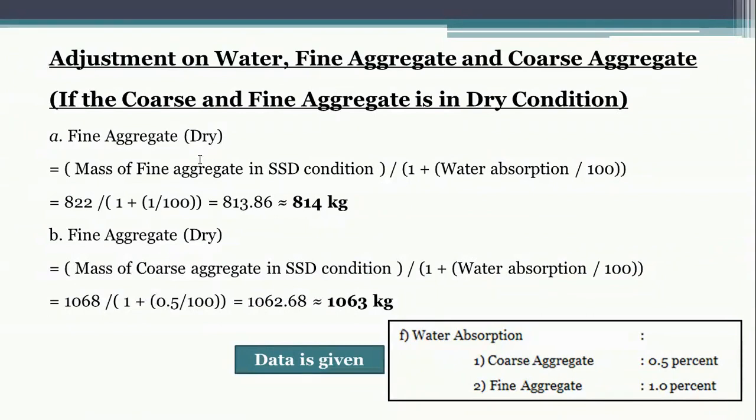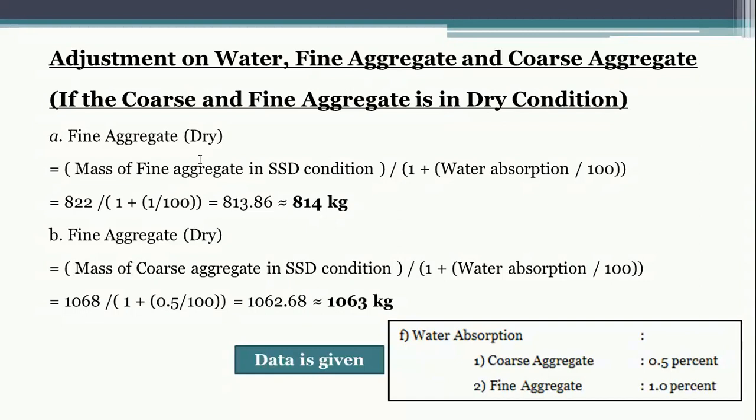So for fine aggregate dry, this formula is also available in the code book only. In the numerical problems it is there: mass of fine aggregate in SSD condition divided by 1 plus water absorption by 100. So mass of fine aggregate in SSD condition is 822, which we found in the last step, divided by 1 plus water absorption for fine aggregate. I have taken a screenshot from the question and put it at the bottom. Water absorption for fine aggregate is 1%, so 1 by 100. So 822 divided by 1 plus 1 by 100, you will get 813.86, that is 814 approximately. I have taken it as 814 kg.